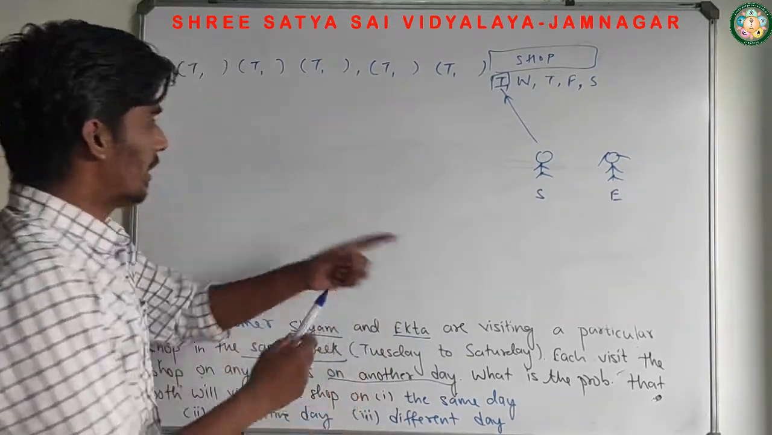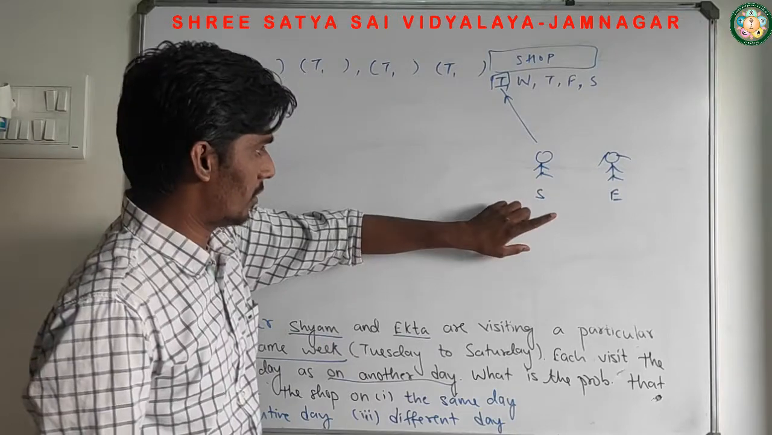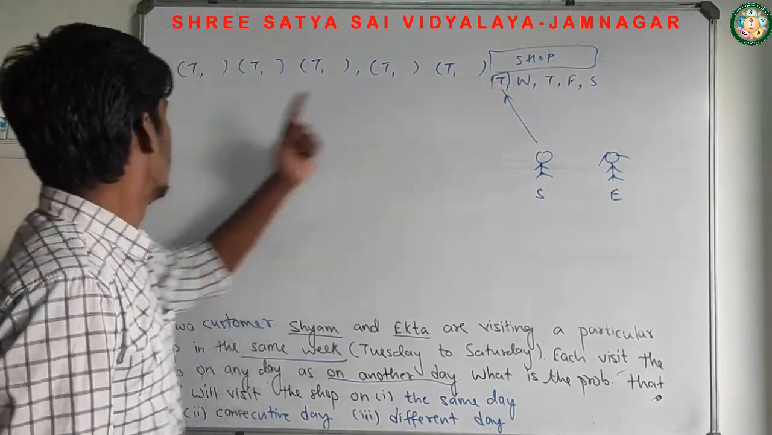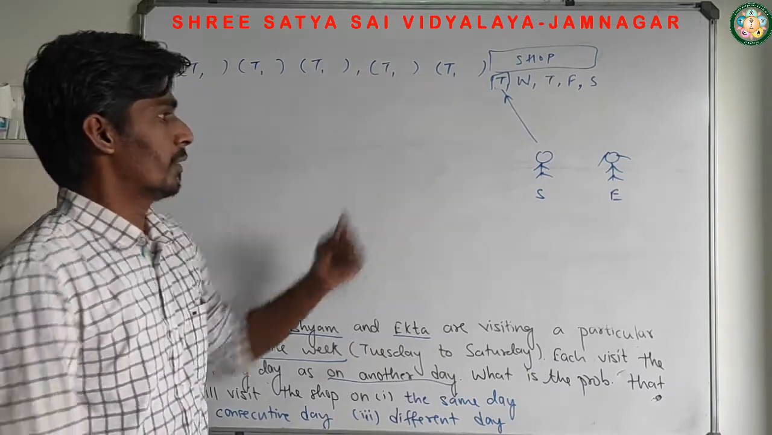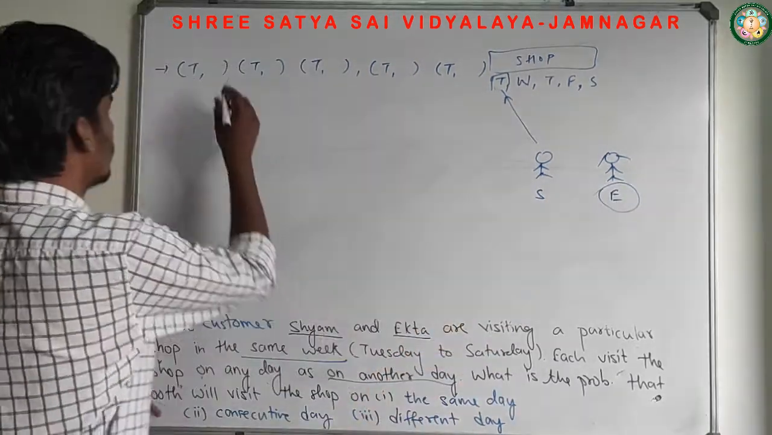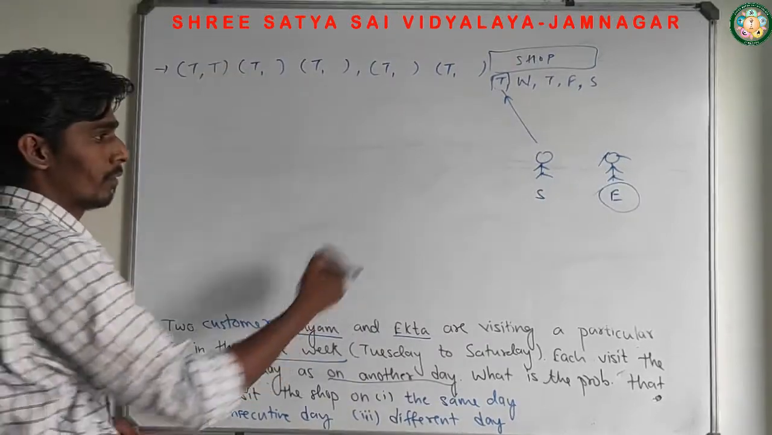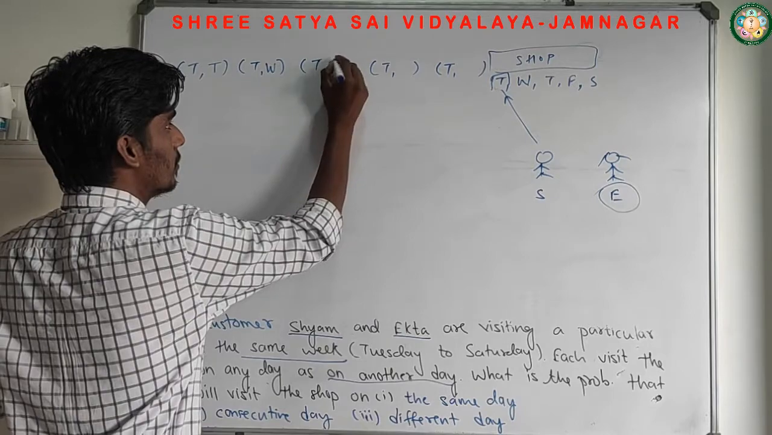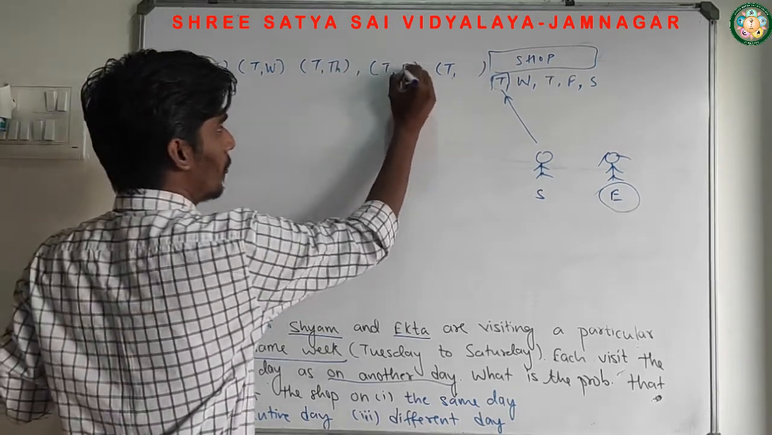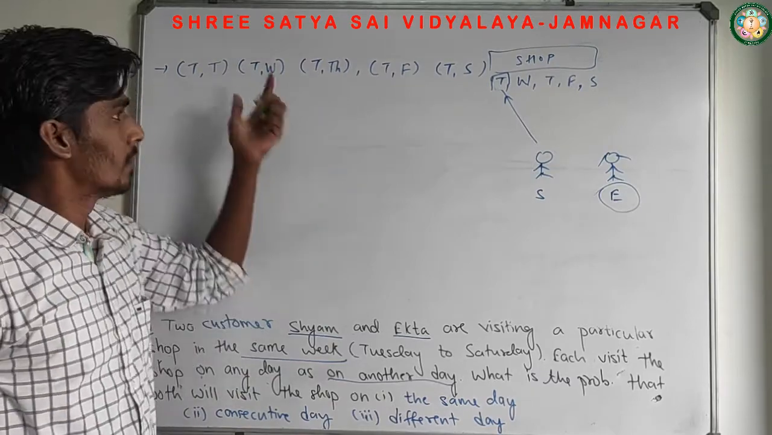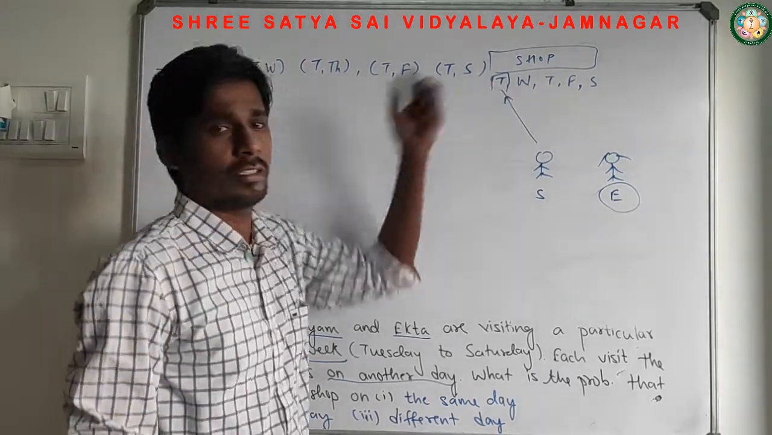listen, so we are just assuming that Shyam went to the shop on Tuesday. Okay, so Tuesday. Then it is possible that Ekta also went on Tuesday only, on the same day. Might be she went on Wednesday, might be she went on Thursday, Friday or Saturday. These are the possible outcomes only if Shyam went on Tuesday.